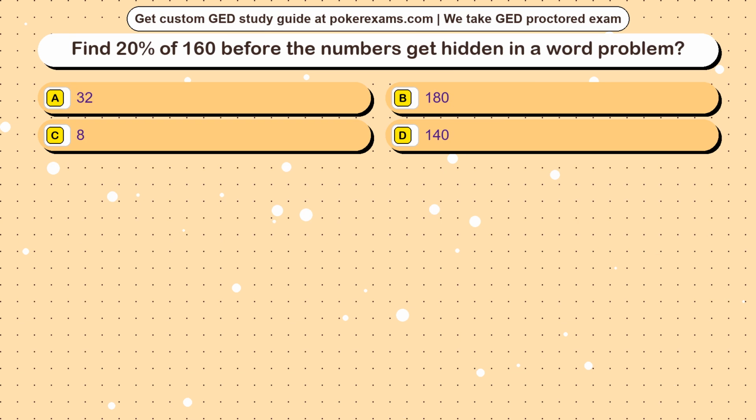Question 10. Find 20% of 160 before the numbers get hidden in a word problem. Option A, 32. Option B, 180. Option C, 8. Option D, 140.